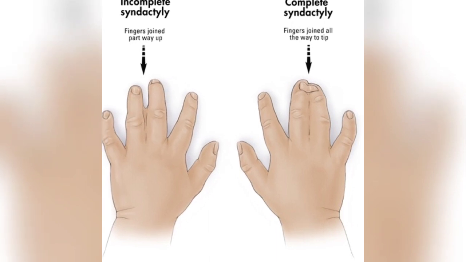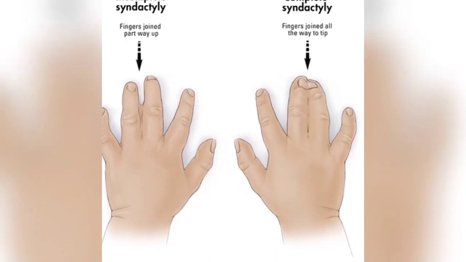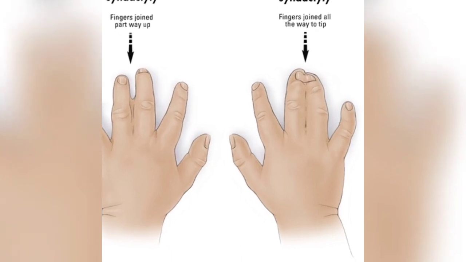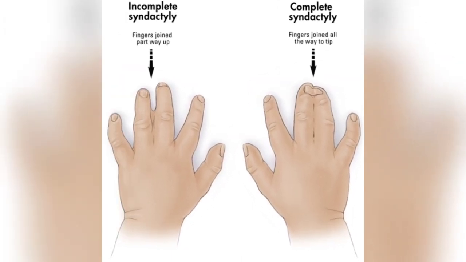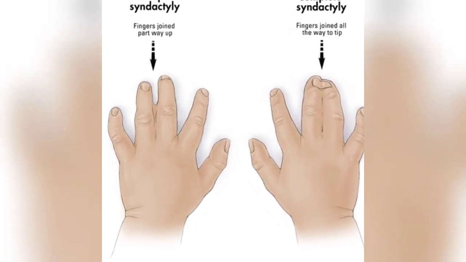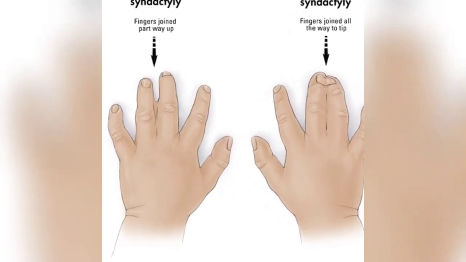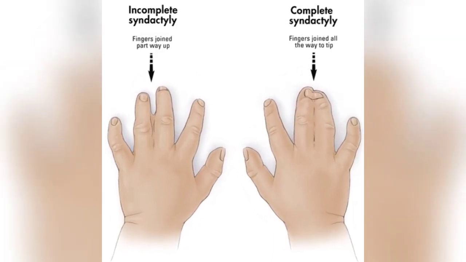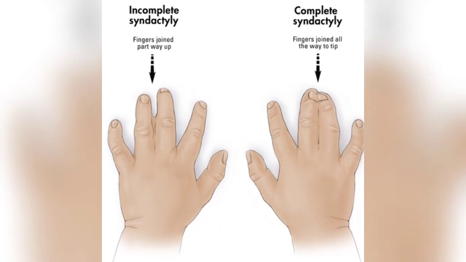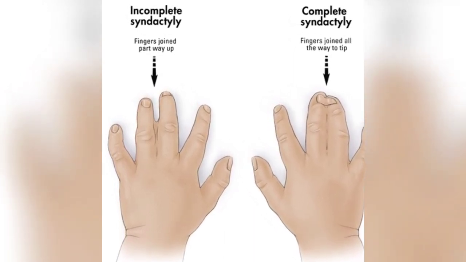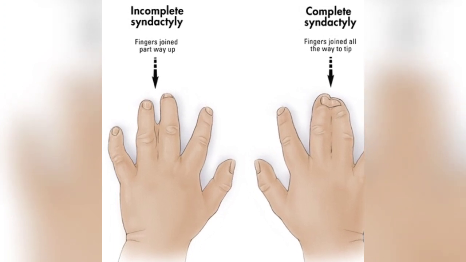Number one, complete syndactyly. The skin is fused all the way to the tip of the affected fingers or toes. Second, incomplete syndactyly. The fingers or toes are joined only part of the way to the tips. Third, simple syndactyly. The fingers or toes are joined by skin and soft tissues only. Fourth, complex syndactyly. The bones of fingers next to each other are fused.